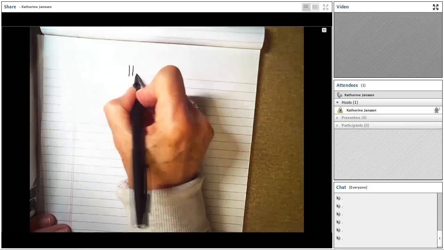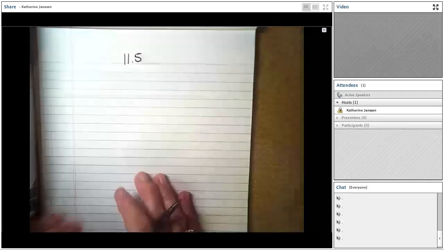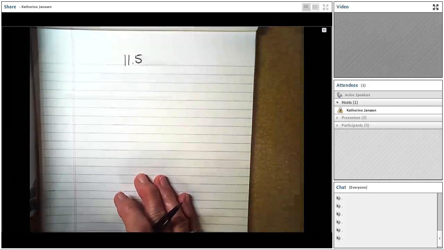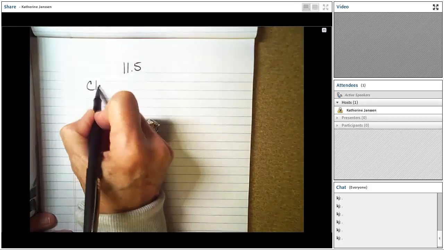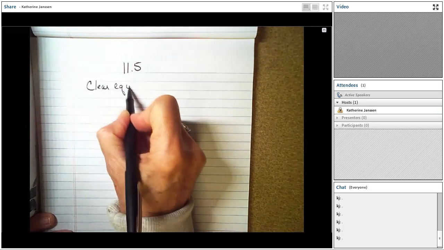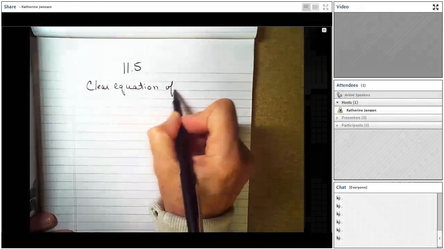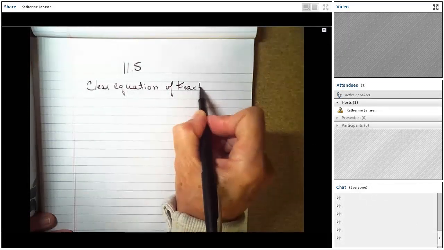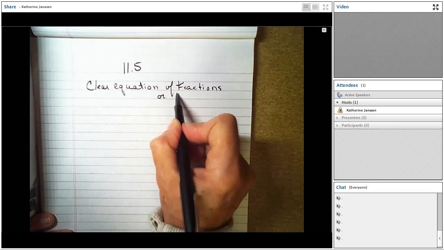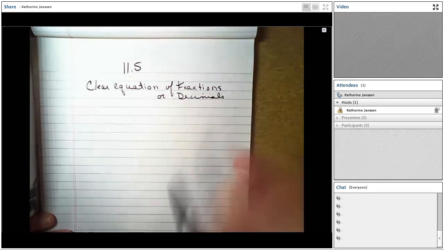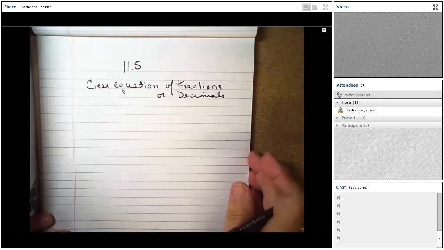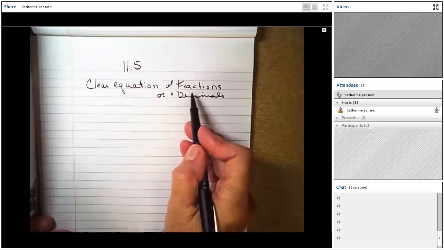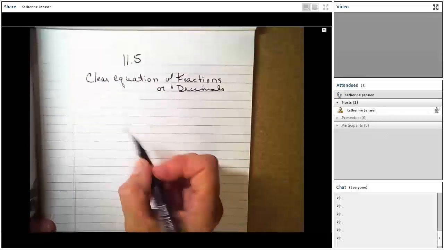Next is section 11.5. And here we're looking at a tip or a trick to clear an equation of fractions or decimals. Usually fractions and decimals can easily allow us to make a silly mistake. So if we can get rid of them, we can likely be a little neater and maybe avoid errors.